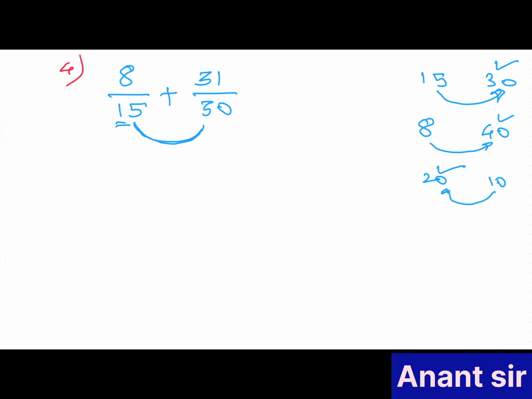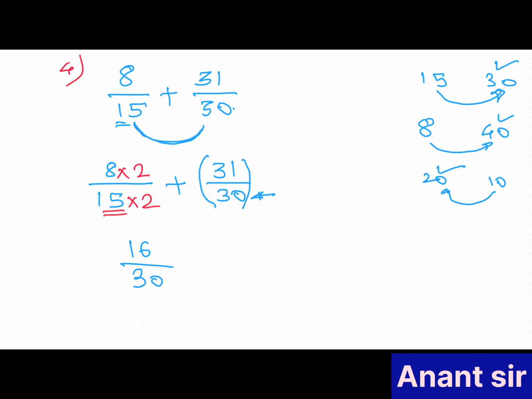Now what I need to do is make the denominator 30, which is the LCM. To make the denominator 30, I have to multiply this denominator by 2. So I am going to multiply the numerator also. Now the second fraction I don't need to do anything. It is already 30 in the denominator. So the first fraction becomes 16 by 30, second is 31 by 30.